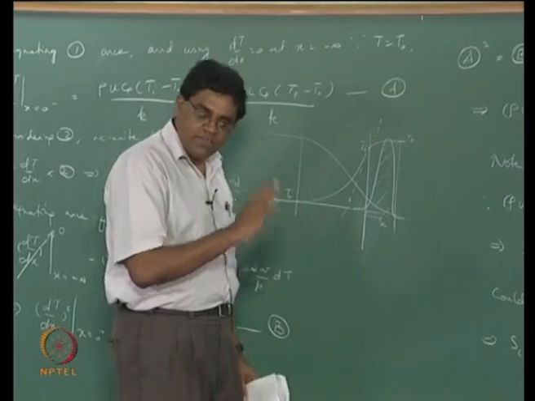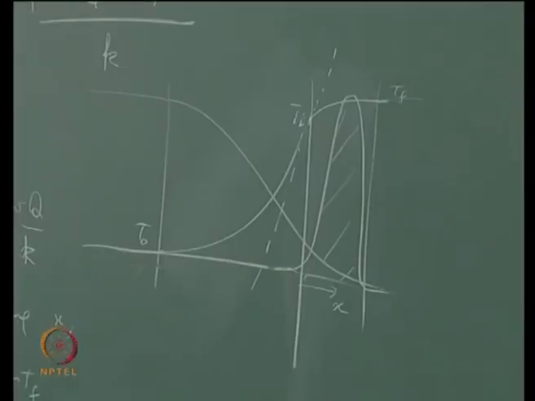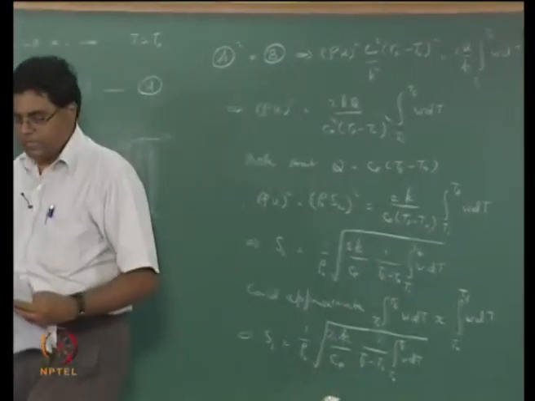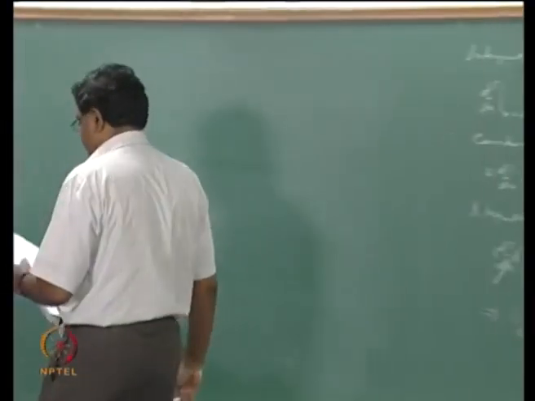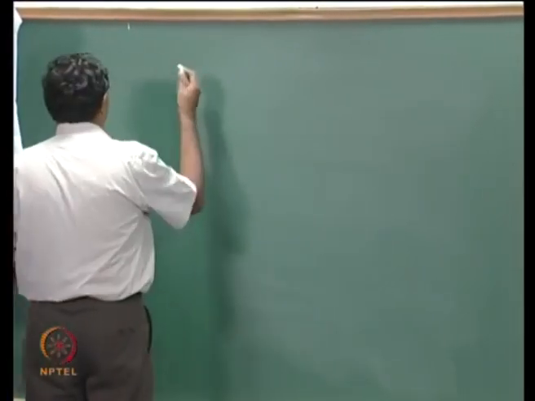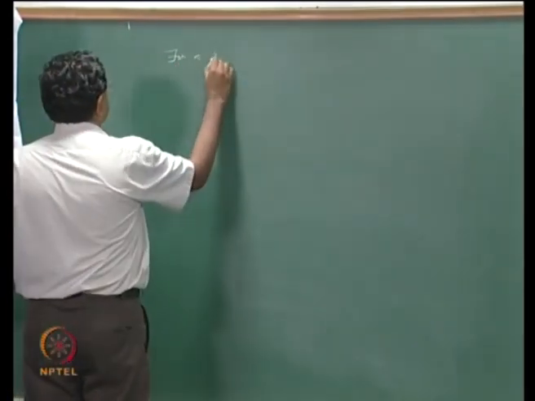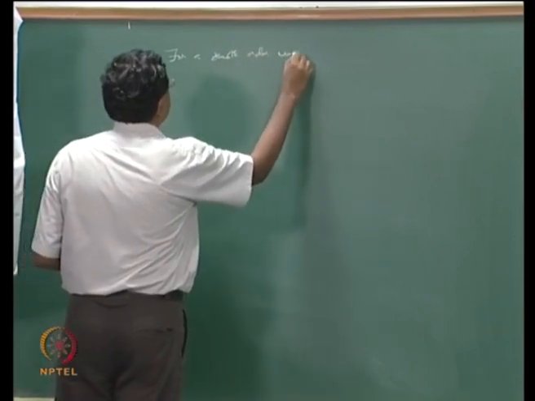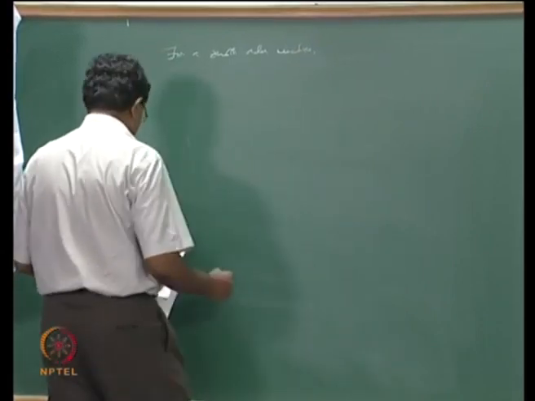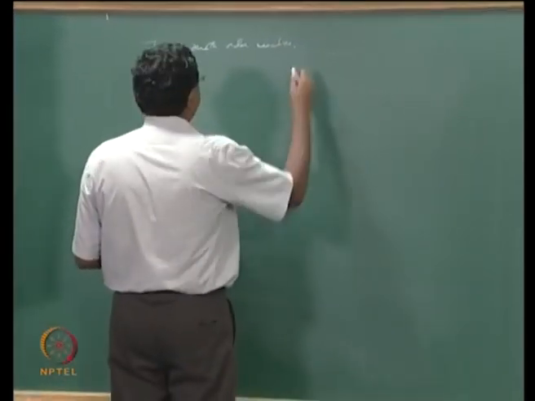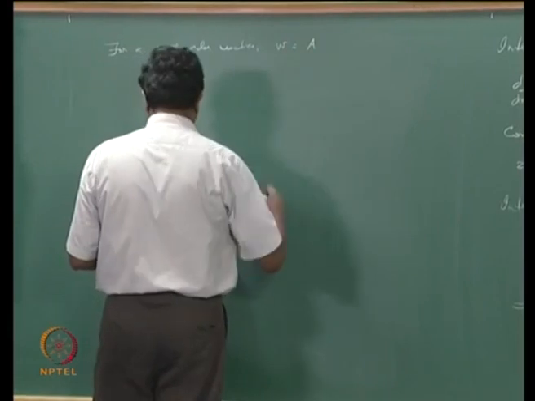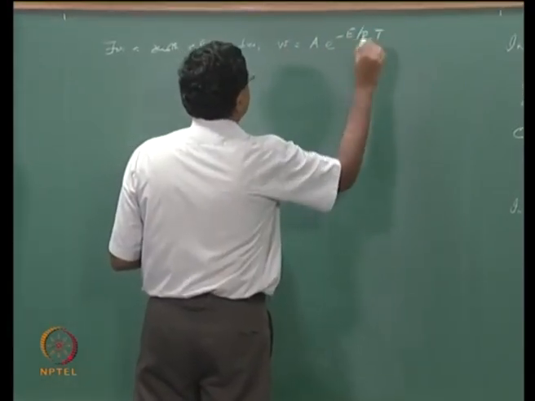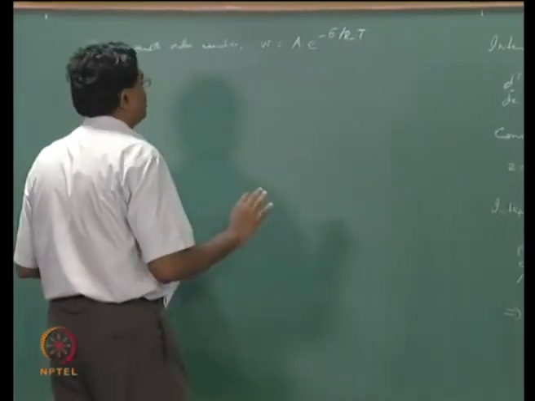So as a simplification, we want to bother only about variation with respect to temperature, which means as a first step we will now say for a zeroth order reaction, W equals A e to the minus E over RuT, and that's it.